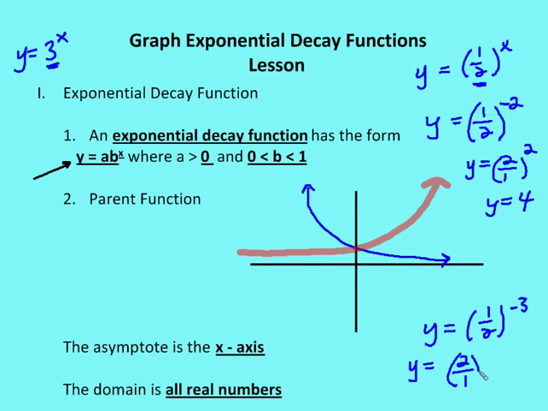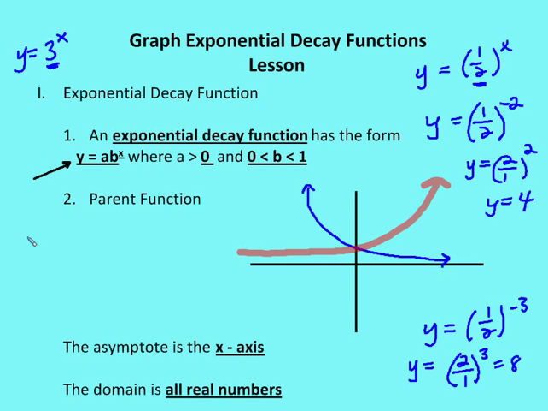That's 2 over 1. Now I've taken the reciprocal of that value. I no longer need the negative sign as part of the exponent, so y is equal to 2 over 1 to the third power, which is equal to 8. So you can see as the value of x becomes more and more negative in an exponential decay function, the value of y becomes greater and greater. Right? As x becomes more and more negative, y becomes greater and greater.